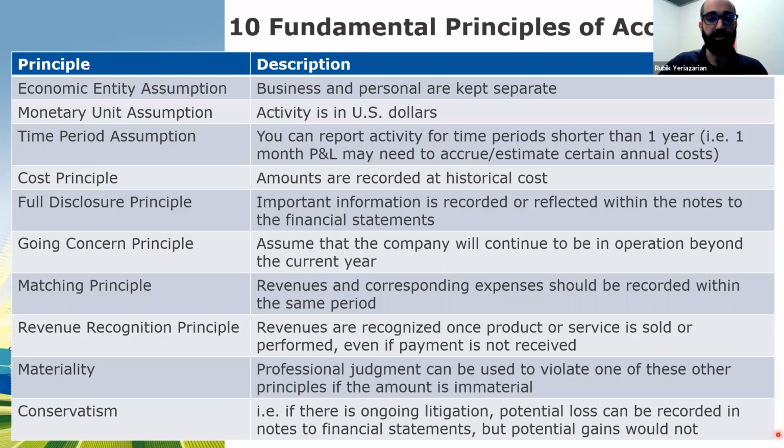The matching principle is one of those that are very key when you're reviewing financials. If anything looks off, if you're looking at a profit and loss statement and gross profit is swinging wildly, or your gross profit percentage is swinging wildly from month to month, then that could be an indicator that maybe they're not recording all of their cost of goods sold related to those revenues within that same time period.